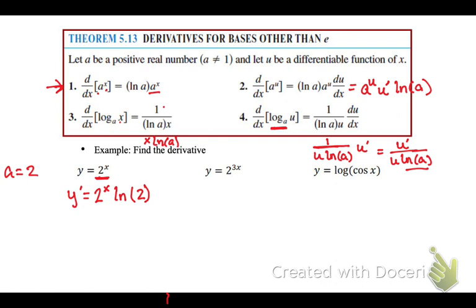That's it. Why is the y prime just 2x? No, y prime is because it's a to the x right here. The derivative of 2 to the x, so y prime, is 2 to the x times the natural log of 2. That's what it is.